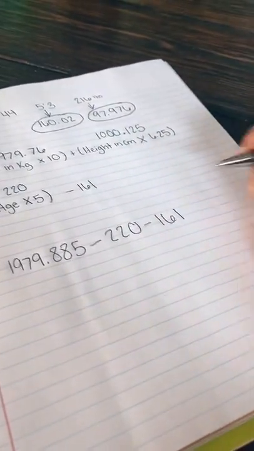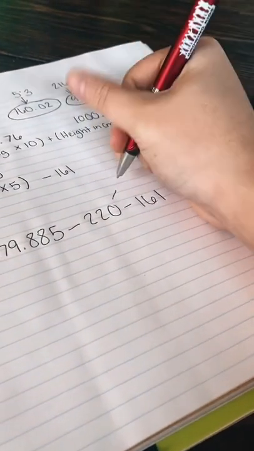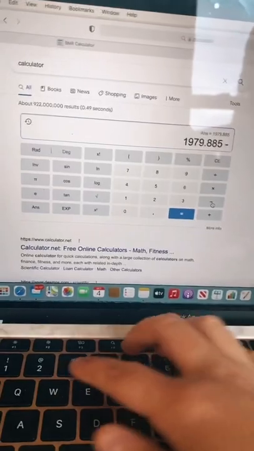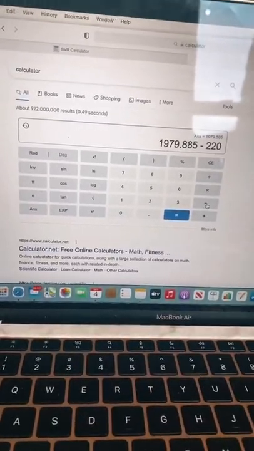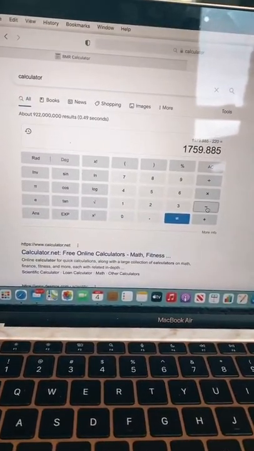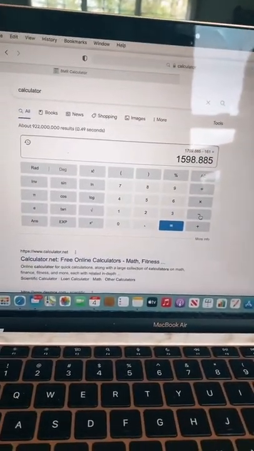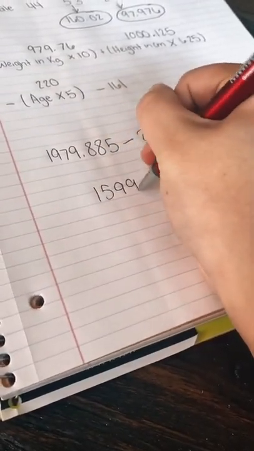This is for women. If you're a man, you'll do this. But here you're going to add 5. But we're doing the woman part. So minus 220. And then minus 161. That gives 1598. So we're going to round that up to 1599.